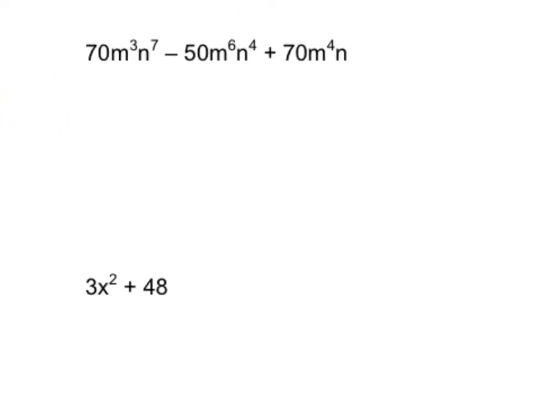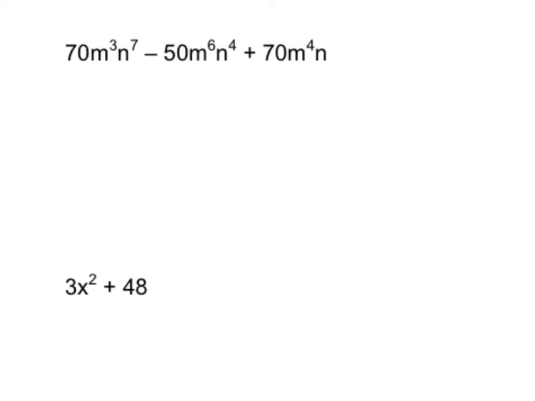Another question, here's a trinomial. The greatest common factor in this case would be a 10. A 10 goes into all three terms. They all have at least 3 m's, and they all have at least 1 n. So what's left if we divide each term by 10m cubed n?